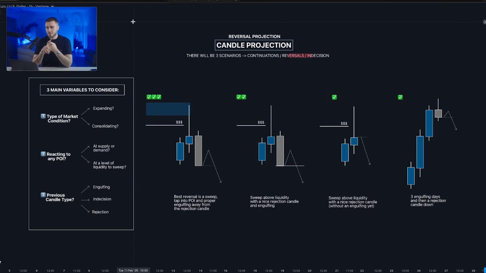So we've looked at continuation trades. How does it work for reversals? Well, essentially, we look at the three main variables again. What type of market condition is it?